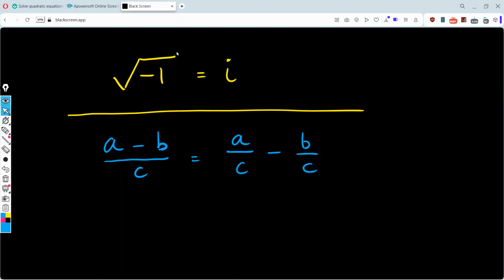Also you want to remember that the square root of negative 1 is just i. And you want to remember if you have two terms added or subtracted over a common denominator, each one of those terms is divided by that denominator. So a minus b over c equals a over c minus b over c. Each one of those is over c. And it works for addition as well.